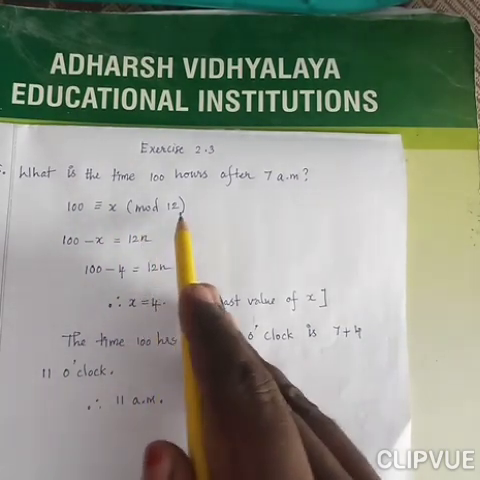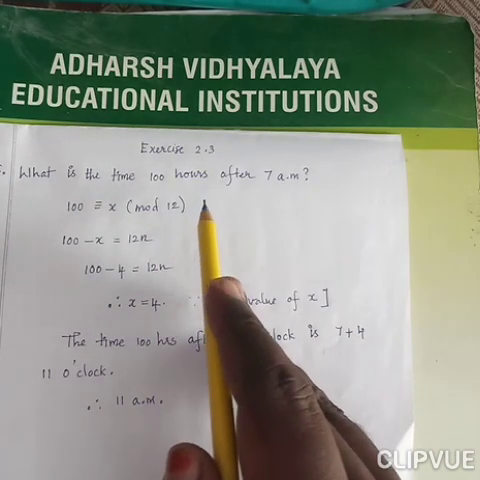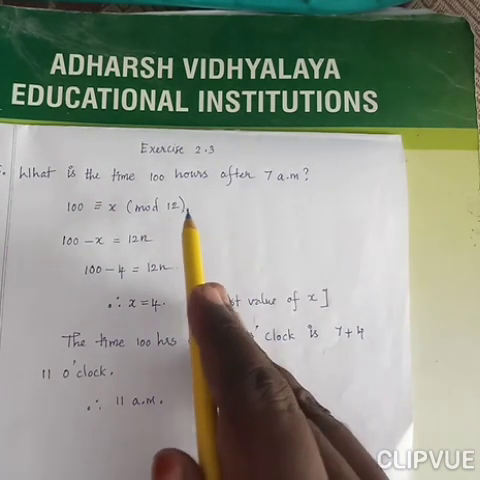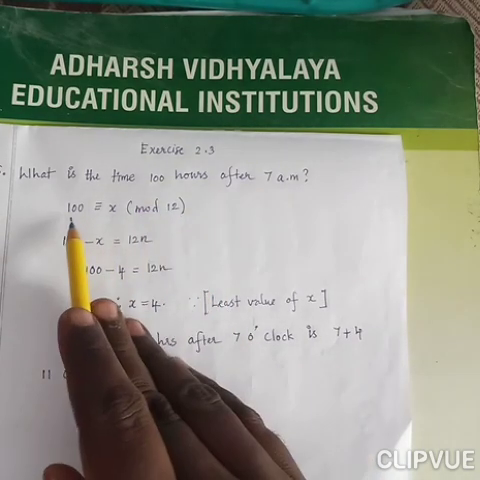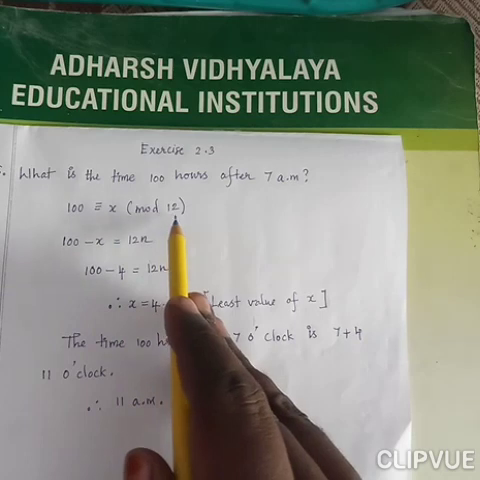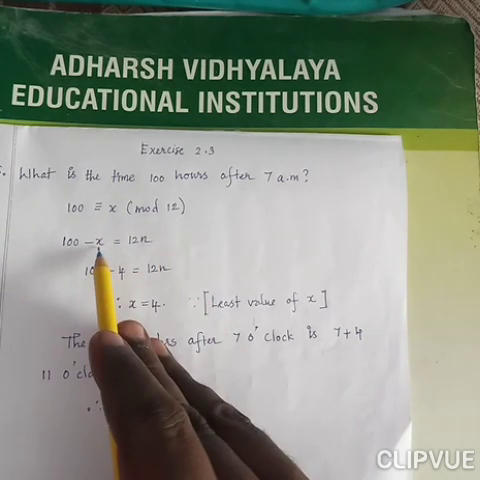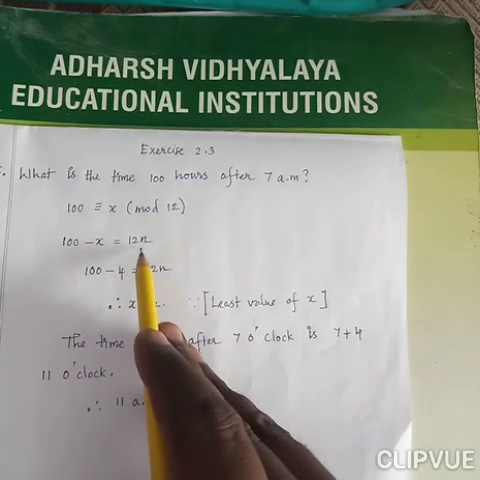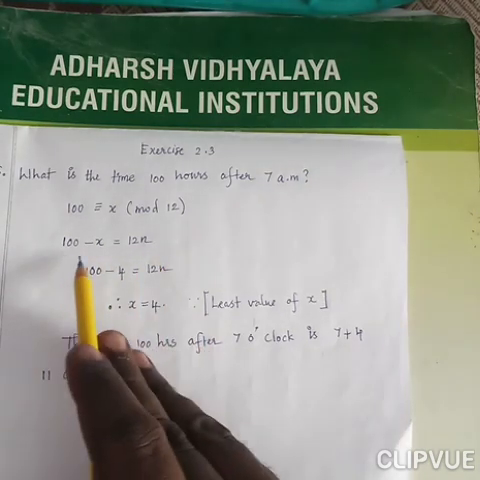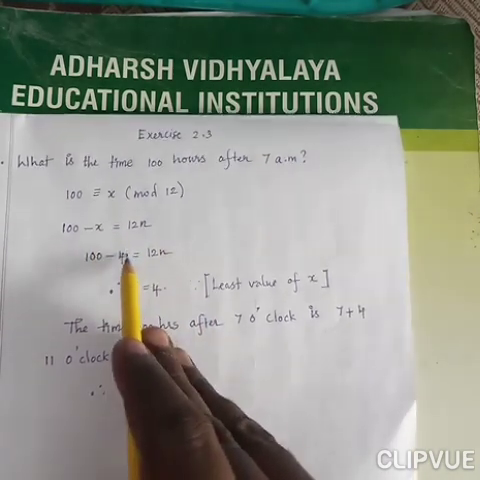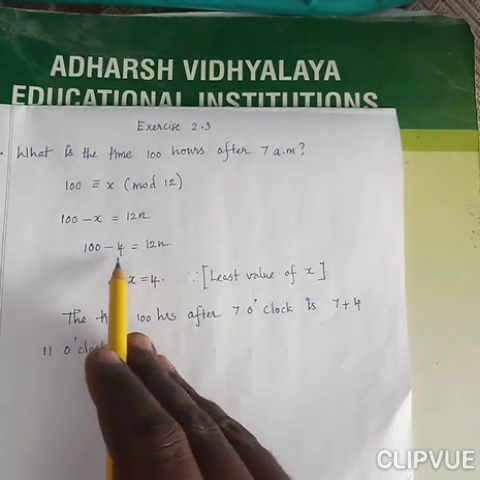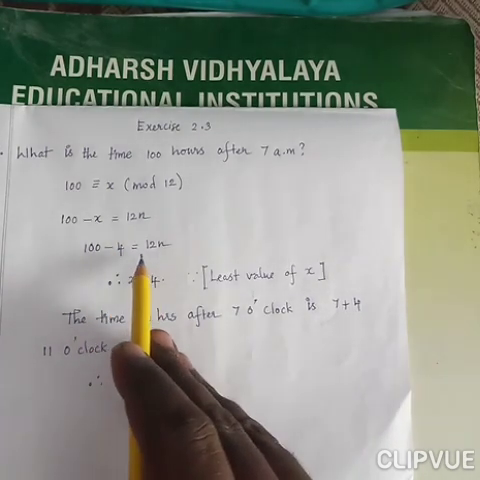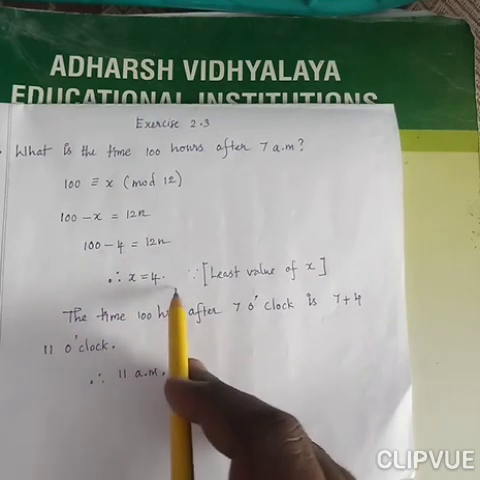Why should we take mod 12 in a clock? We can watch only 12 hours, that's why. So, 100 congruent to x mod 12. So, 100 minus x is equal to a multiple of 12. So, the least value of x must be 4. Therefore, 100 minus 4 is equal to 96. That is a multiple of 12. So, the value of x is equal to 4.